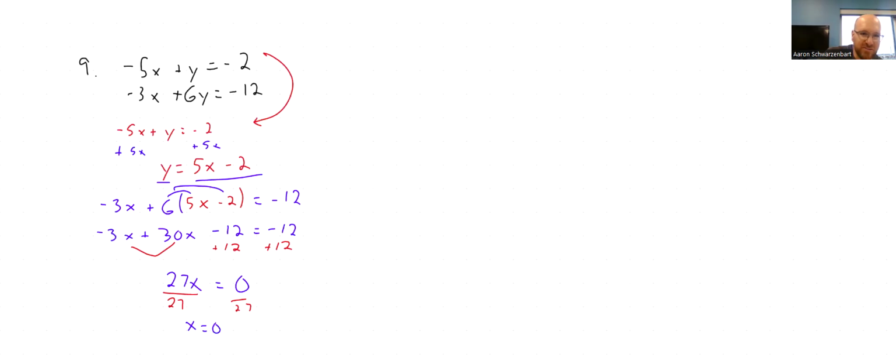I'm going to choose this equation to plug into because it's still my top equation, just in a different form, and that form happens to be handy. It's y equals form. Y equals 5 times the x value I just solved for, 0, minus 2. 5 times 0 is 0. 0 minus 2 is negative 2. My ordered pair, they intersect at 0, negative 2.